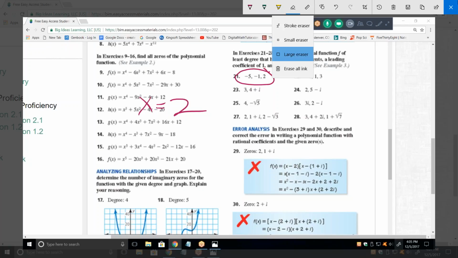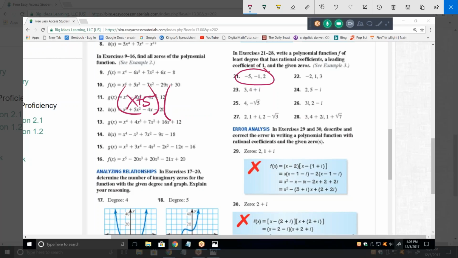So what you have to come up with are the 3 linear factors. What are they? x plus 5. x plus 1. Is that 1, 2 or just 1? Negative 1. That's 1 comma 2. Okay, so x plus 1 then, and then x minus 2.